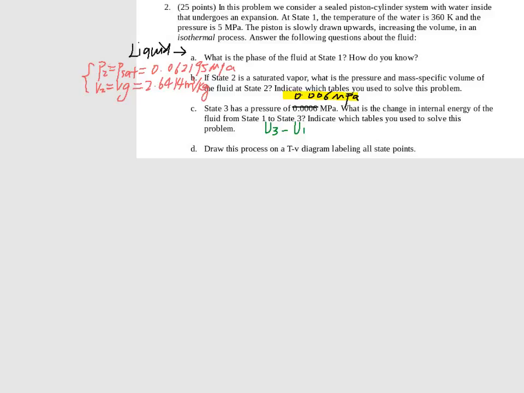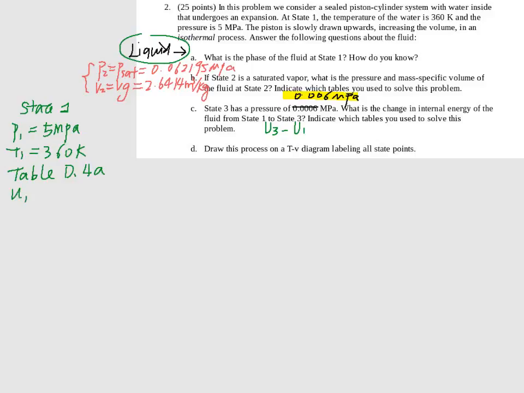Okay, so if we know all the information about different states, then we can definitely find U3 and U1 and then just do this subtraction. So let's do them separately. Let's first take a look at state 1. For state 1, we know that P1 is 5 megapascal, and T1 is 360 K. And we already know from part A that at state 1, it's a liquid phase. So instead of going to table D.2, we're going to look at table D.4 for compressed liquid. So D.4A, and from there you can find the internal energy at state 1.